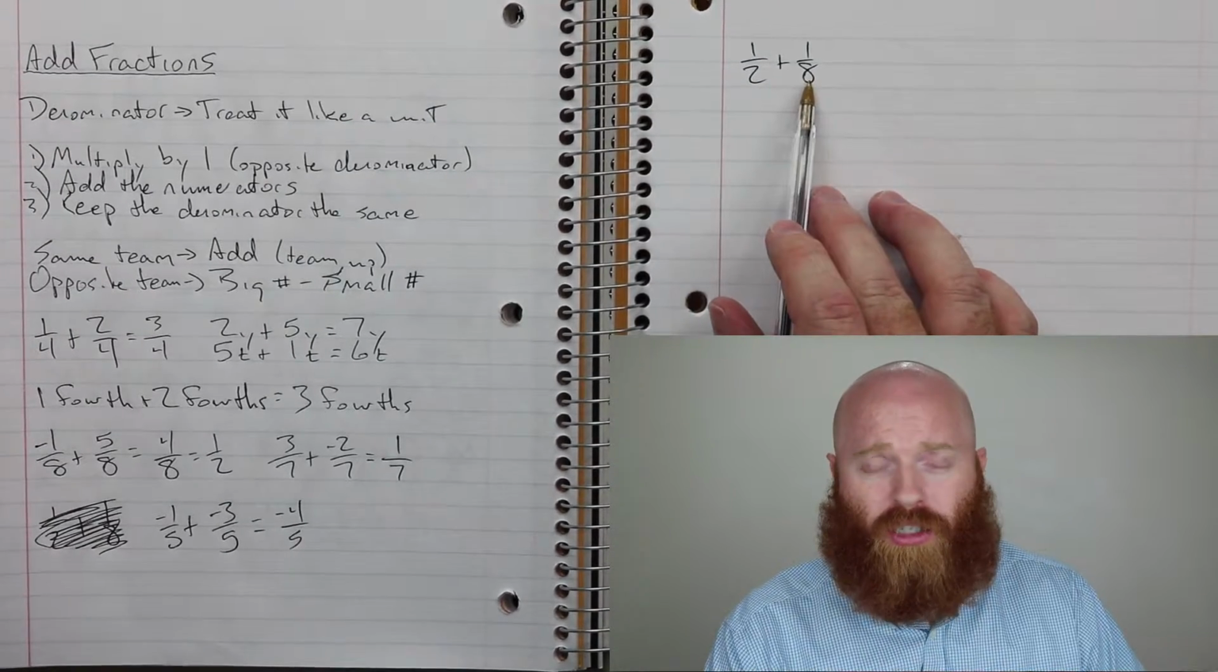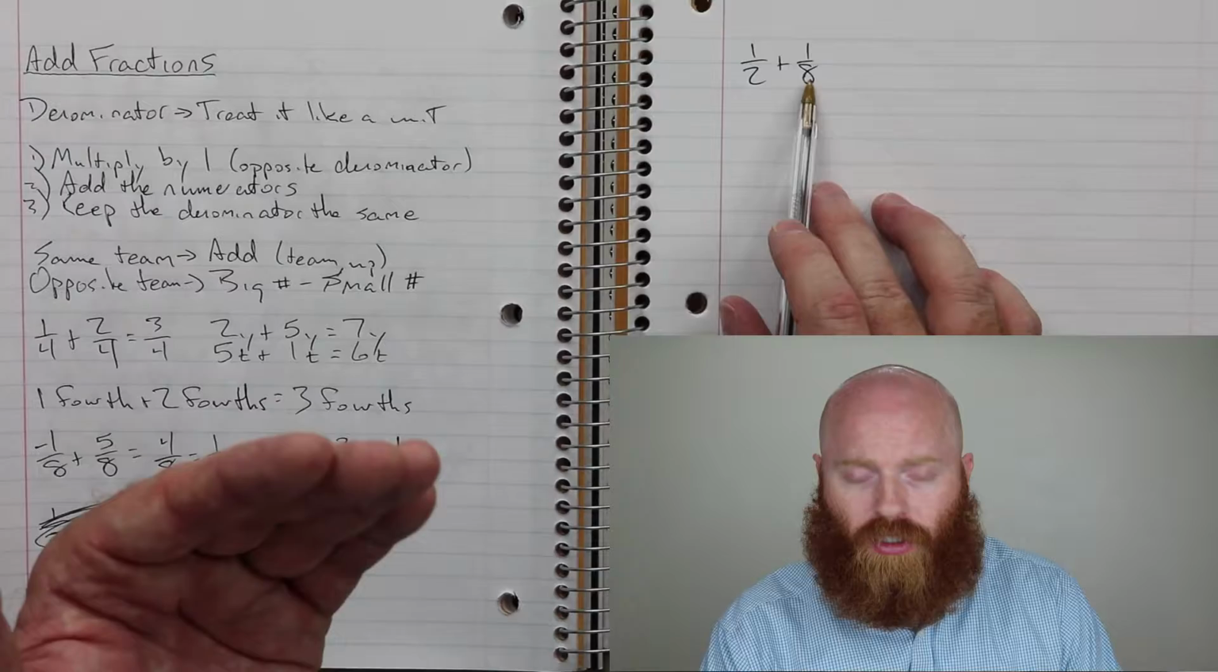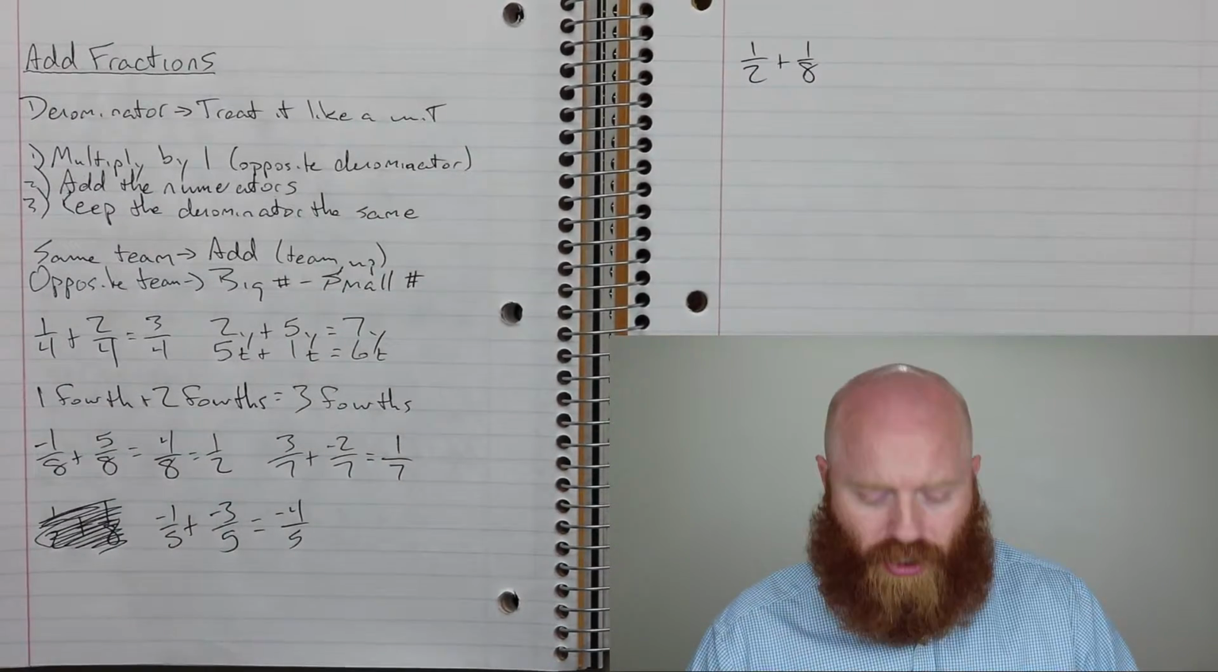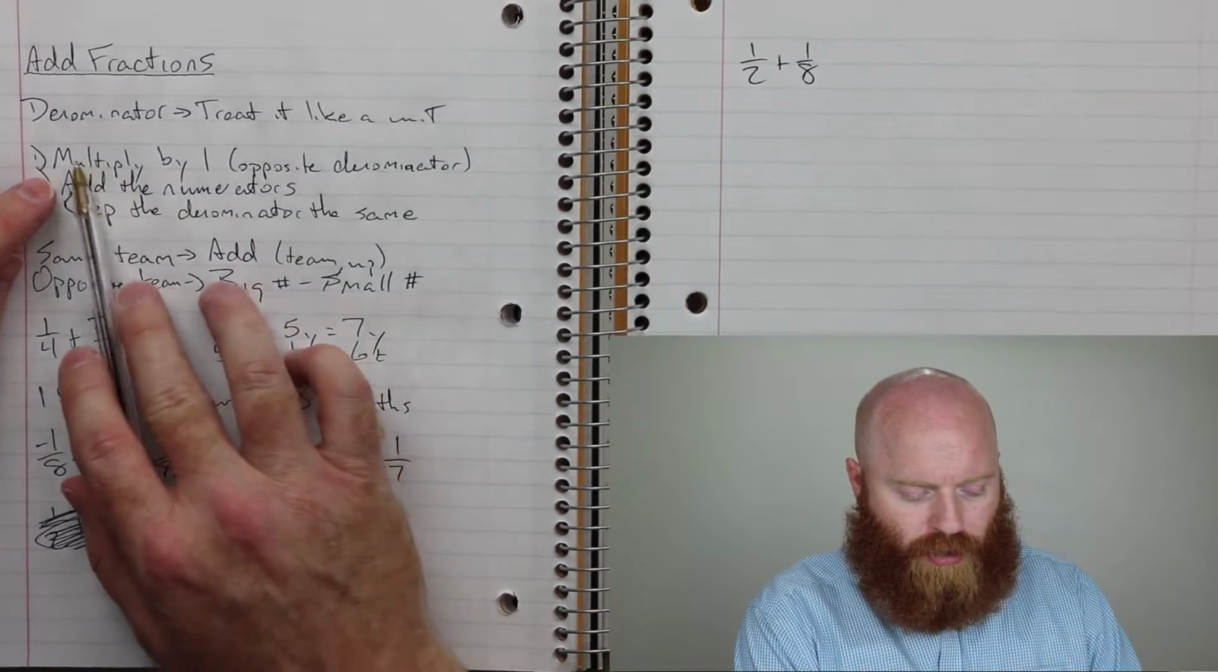My denominators are not common. Not everybody has a 2 for a denominator. Not everybody has an 8 for a denominator. My denominators are not common, so I need to get them common. I'm going to multiply by 1.